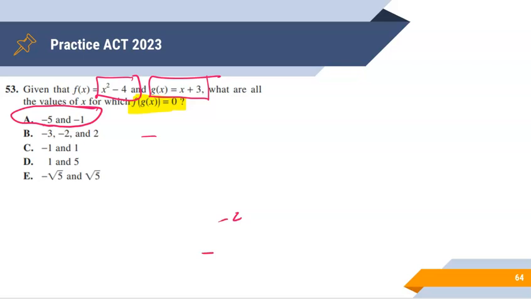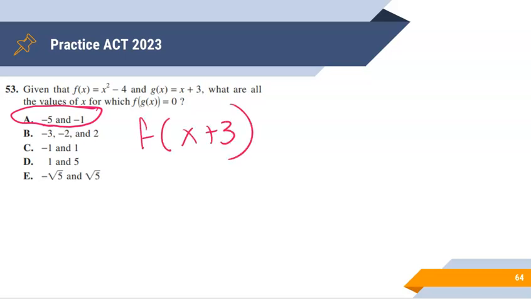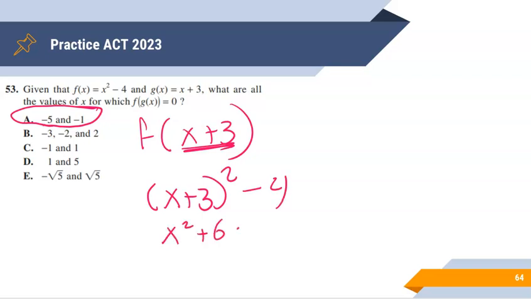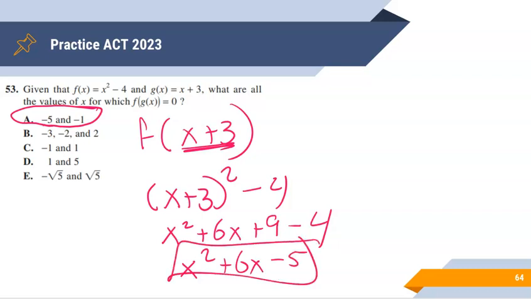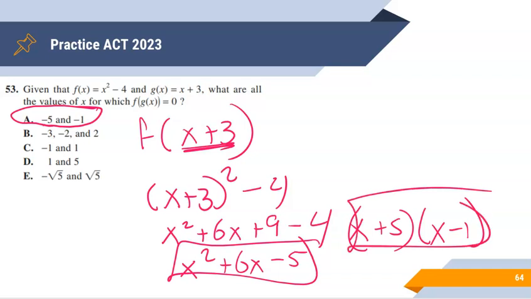Now, there are other ways to do it too. We could do composite functions, right? We could say f of function g, and then take this x plus 3 and replace it everywhere we see an x. You get x squared plus 6x plus 9 minus 4, and get x squared plus 6x minus 5, which does factor to be x plus 5 and x minus 1. So we could see, yep, that does work out. But I think plugging in was really just as fast.